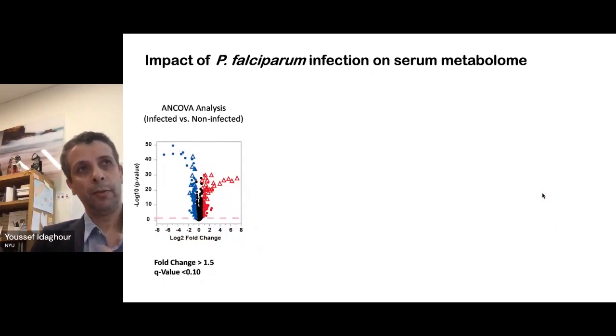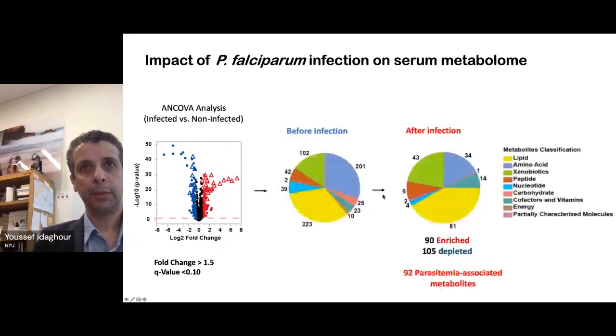Next, we did the differential abundance analysis, and we used thresholds for fold change greater than 1.5 and an FDR of 10%. And in this analysis, we detected 195 metabolites that are either enriched or depleted. So enriched in red, as you can see here, or depleted, as you can see in blue here. And in triangles, I'm showing you the metabolites that are associated with parasitemia. And again, very similar to what we've seen with microRNA, almost all the metabolites that are upregulated during infection are positively associated with parasitemia and vice versa.